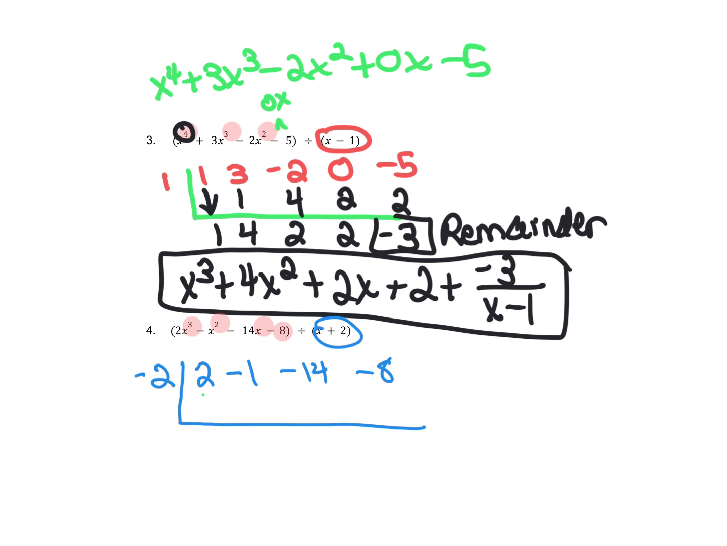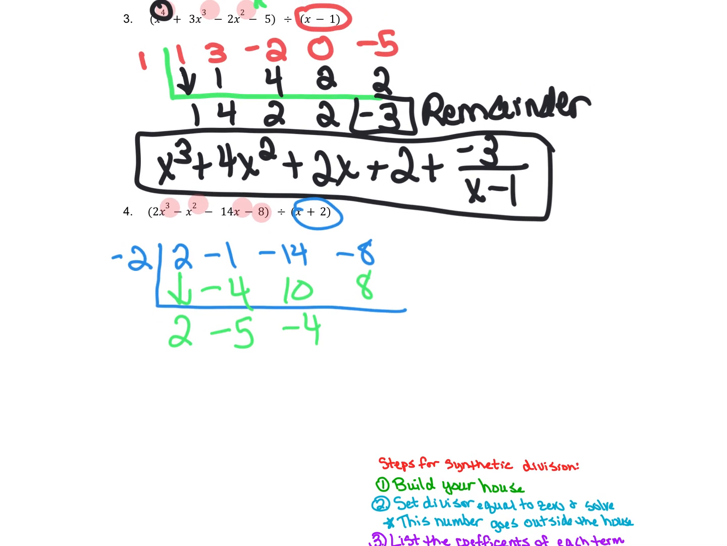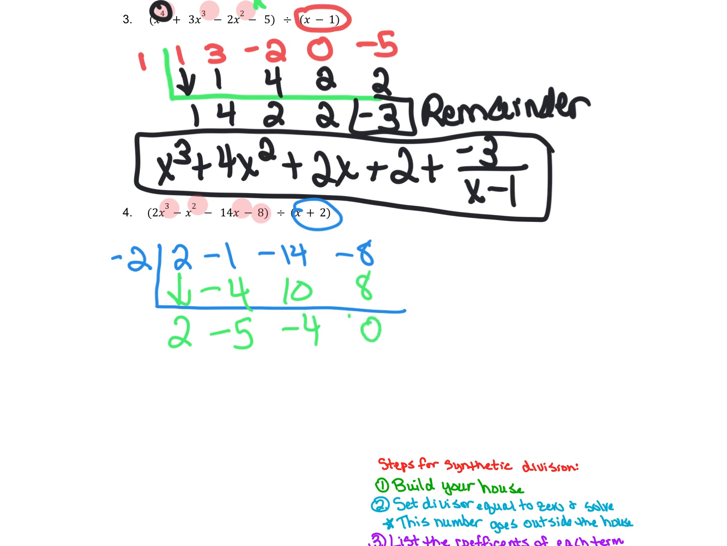And then we are just going to follow that same process. We're going to bring down that first coefficient all the way to the basement, multiply around. 2 times negative 2 is negative 4. Add, we get negative 5. Multiply around, 10. Negative 14 plus 10 is negative 4. Multiply around, we get 8. And we ended up this time with a remainder of 0. So we aren't going to have any fraction added on to the end of this answer.